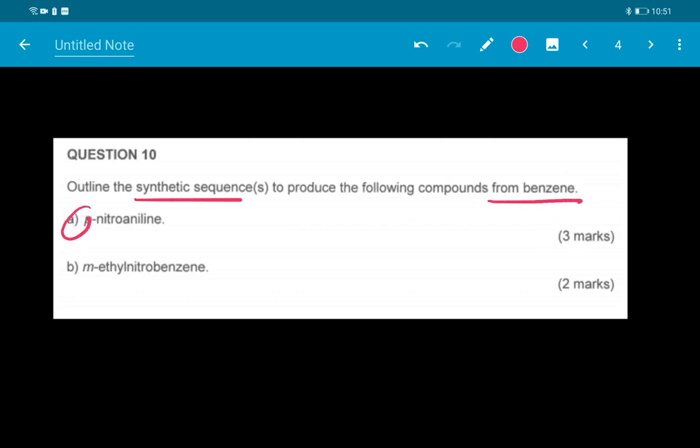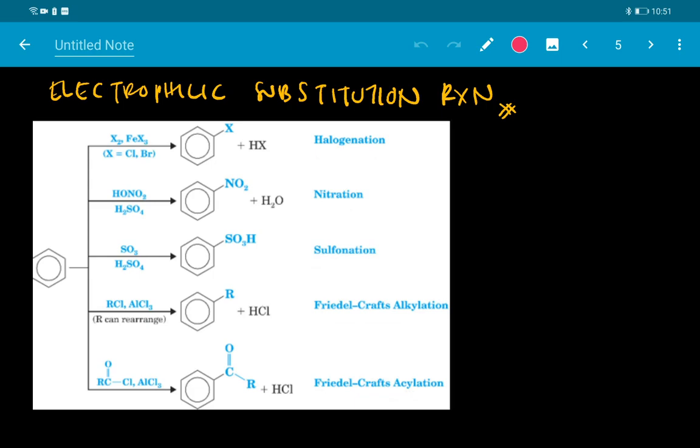We have para-nitroaniline, which is positioned between 1, 4, and then we have meta, which is positioned at 1, 3 or 1, 5. Just choose one; either way, it's still a meta position. In order to answer this question, what you need to do first is understand the concept of the electrophilic substitution reaction. In general, there are only 5 reactions: halogenation, nitration, sulfonation, Friedel-Crafts alkylation, and Friedel-Crafts acylation.